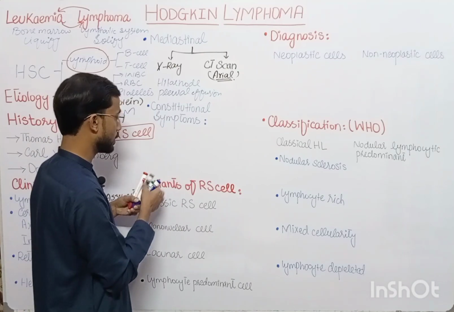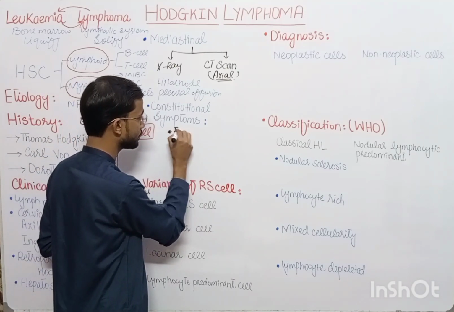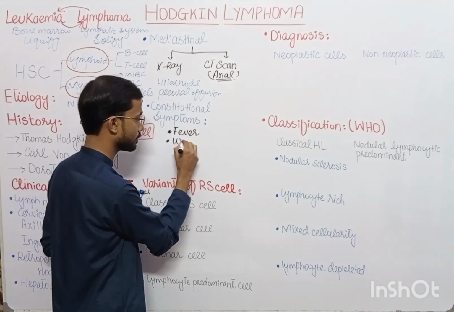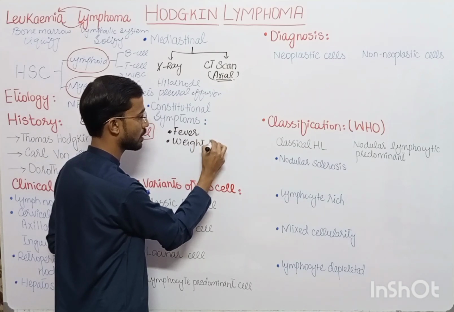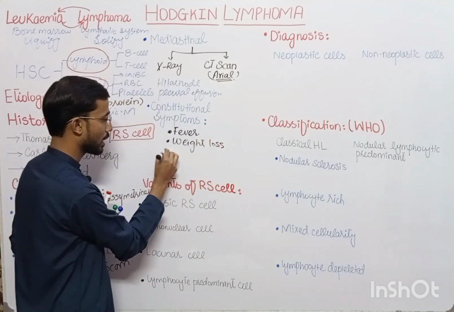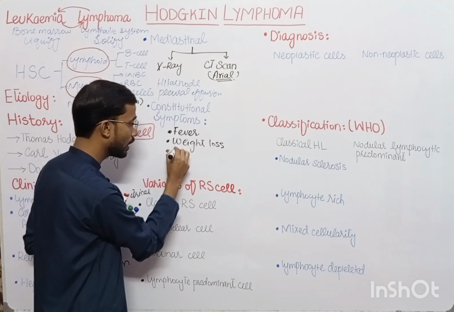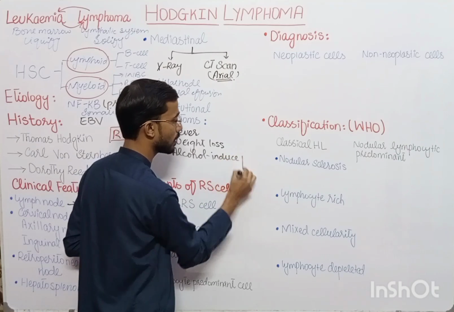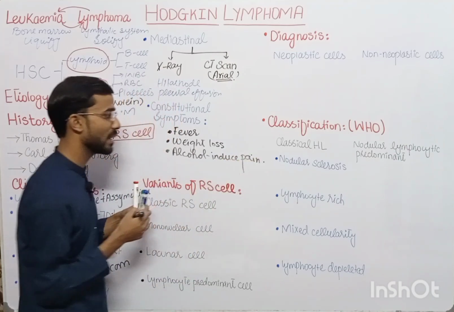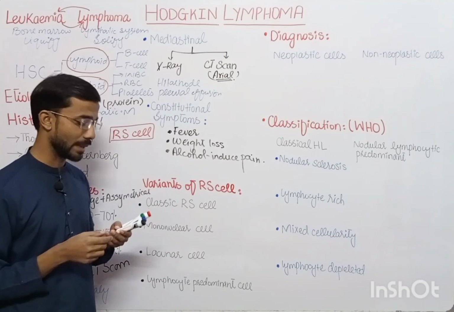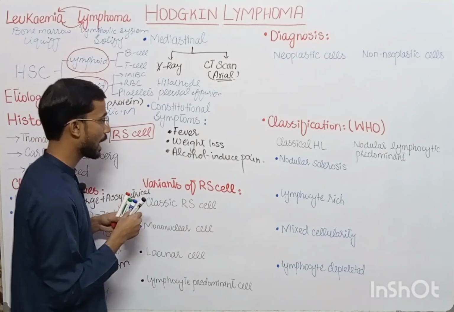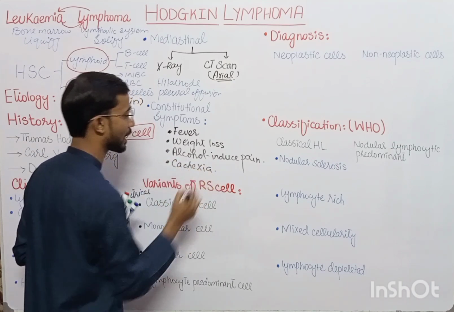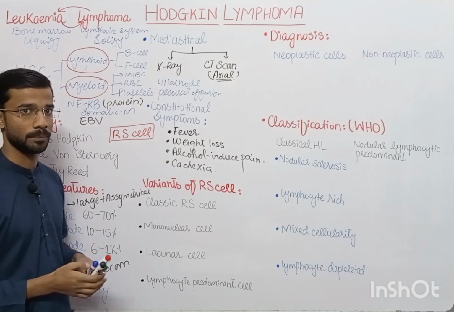These include fever, weight loss, alcohol-induced pain, which is pain caused by alcohol drinking, and cachexia, which is actually weakness in the body.